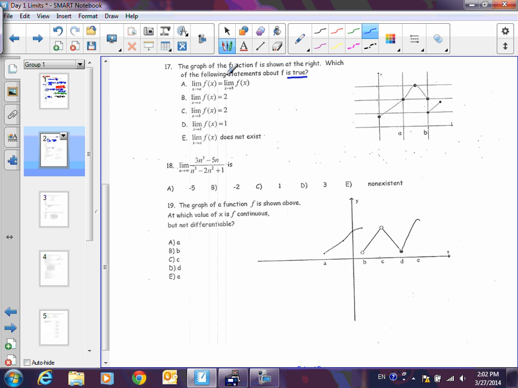And I can see here that we have limits, and we have this little x equals a and x equals b here. So let's just go through the choices. Choice A says limit as x approaches a of f of x. Okay, so let's stop here and find this.